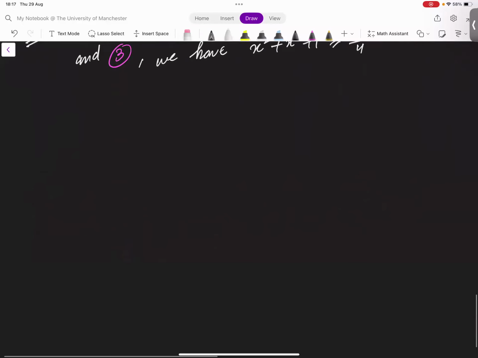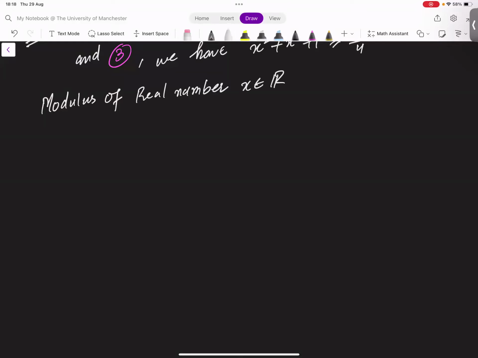Now, we can define something, the modulus of a real number x in R. We write it with this symbol, and it is x or minus x, depending on whether x is greater than or equal to 0, or x is less than 0.